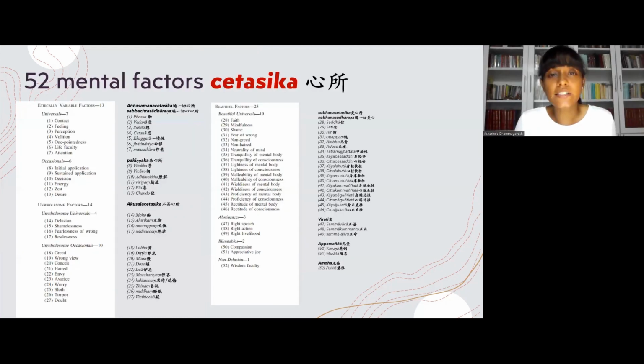Now, this slide is a busy slide. I'm not going to describe each and every one of these. I've just put this here for completion. And here we have the Pali terms, the corresponding English and Chinese terms, and you can have a look at it leisurely when we share the presentation later on.